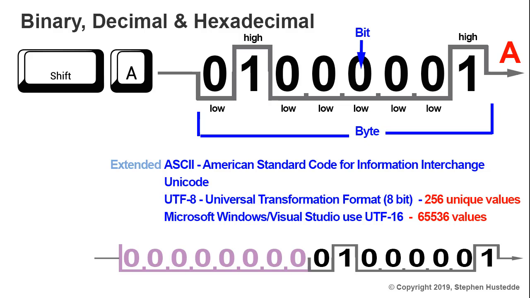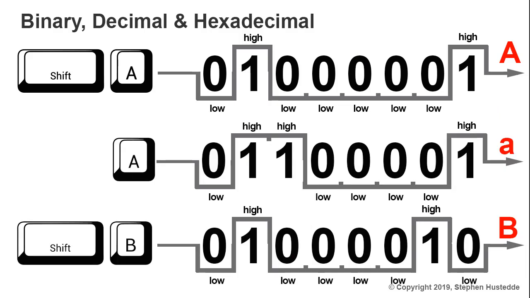But this gives me up to over 65,000 different values, and allows us in our fonts to include things like Chinese characters, Greek, Hebrew, different visual items, even emojis or icons. So that is the binary representation of each of these characters, but they also have a decimal representation. So a capital A is 65, a lowercase a is 97, and a capital B is 66. And we can actually convert between the binary and the decimal.